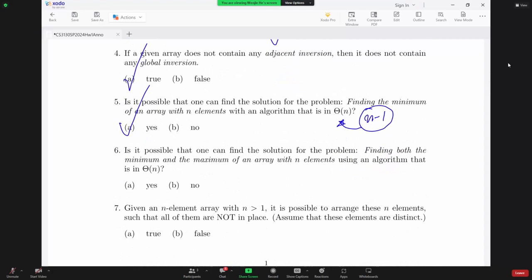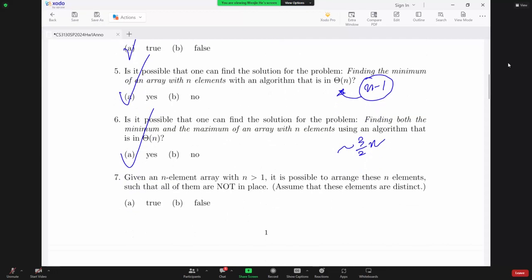Number 6, similar question. We did another one, find both maximum and minimum. You know, 3 halves times n minus some number. So this one is approximately 3 halves times n. Okay, some constant multiple of n.